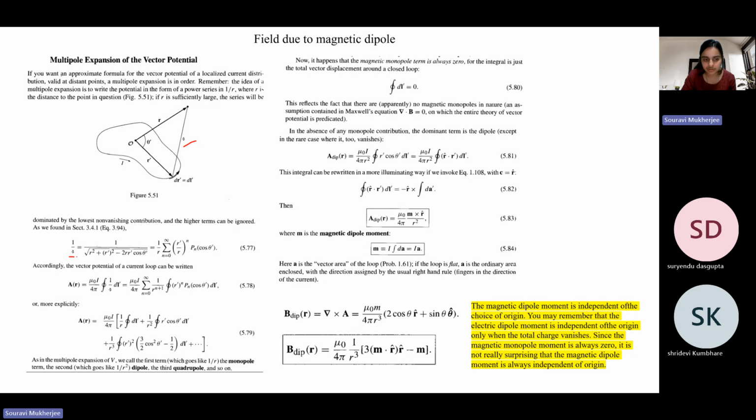Now, what is R? What is 1 by R? This is just the difference of two vectors: the position vector of the field point and the position vector of your current element. The difference between the two is your R. So this is how you can write it. Now, when R is much larger, this term can be expanded as a series like this. This is a series of Legendre polynomials, as you can see.